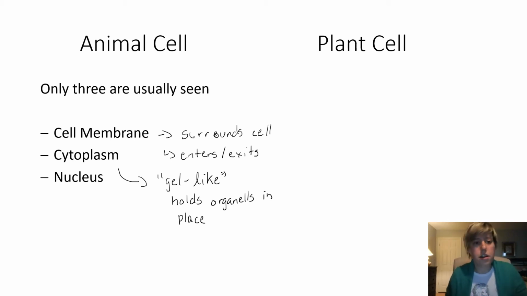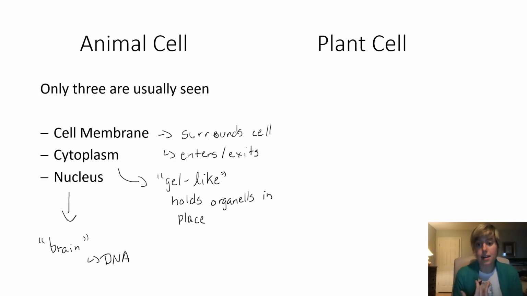Now, our third structure that you would actually see in your animal cell is our nucleus. And our nucleus is like the brain of the cell, because it contains the DNA. And again, your DNA is your genetic information of the cell, and it gives the identity to the cell.